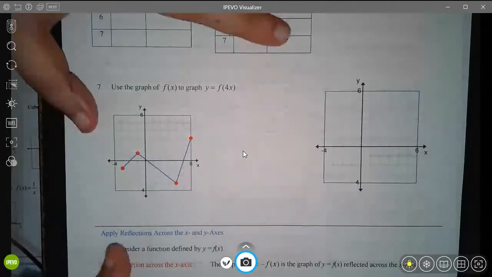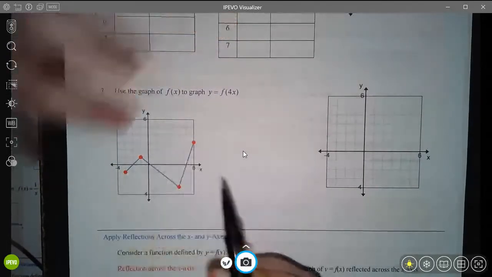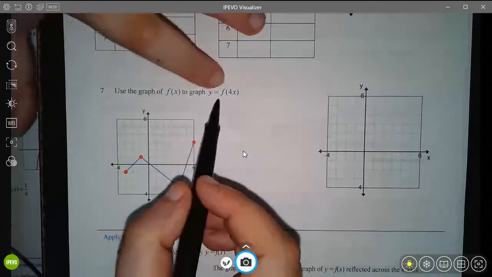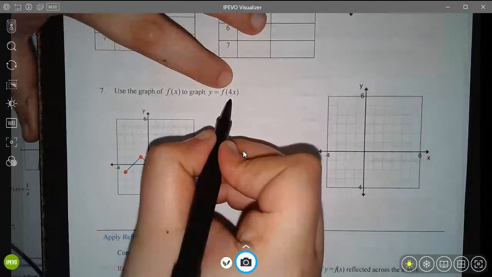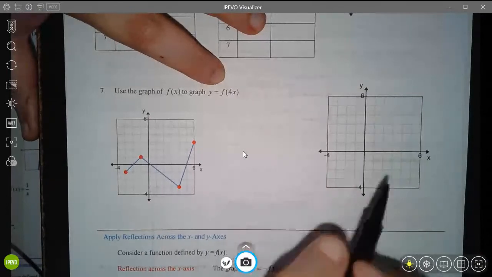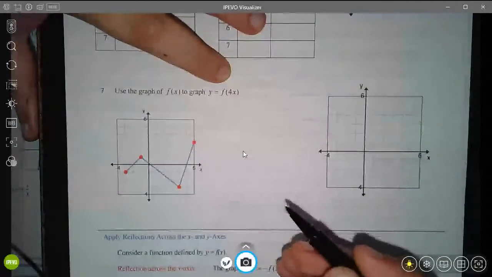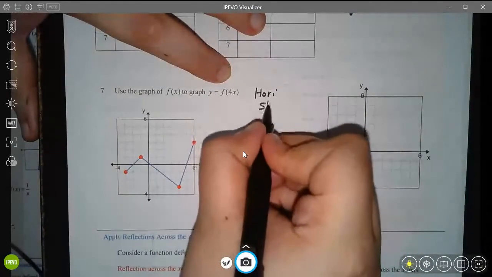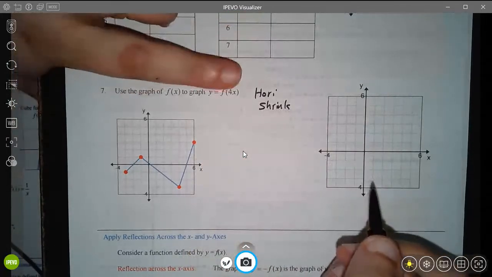So here's what I want you to do. The function is f of x, and I gave you the graph. And I want you to graph y equals f of 4x. That means multiplying by 4 inside the function, yes? So this is going to be a horizontal what? Shrink or stretch. It's not going to grow bigger, it's going to grow smaller as far as x is concerned. So this is a horizontal shrink, yes? So I want you to graph this one.